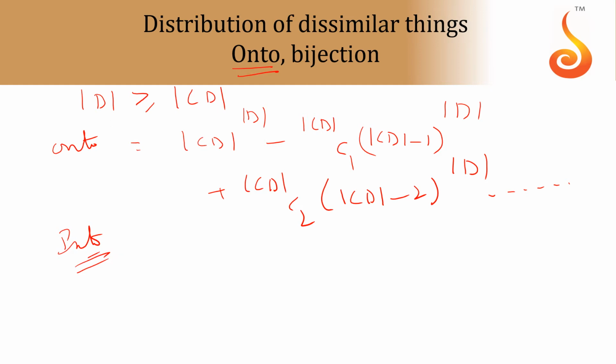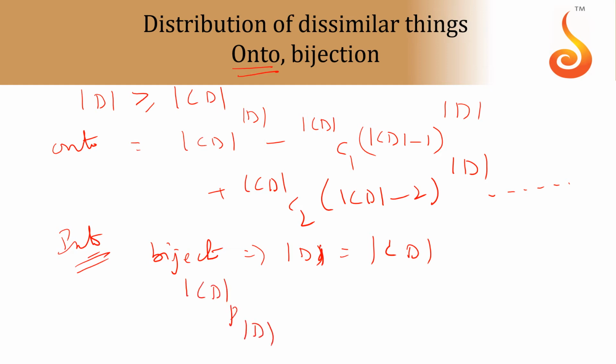Now, what are bijections? A function which is both injection and surjection. Surjection means onto. So for bijection the condition is that cardinality of D and cardinality of CD should be equal. If you use cardinality of CD P cardinality of D, because both are equal, it is nothing but cardinality of CD factorial, or cardinality of D factorial, because both are the same. You can use the onto functions formula also, and you will get the same, but the factorial formula is easier to calculate.